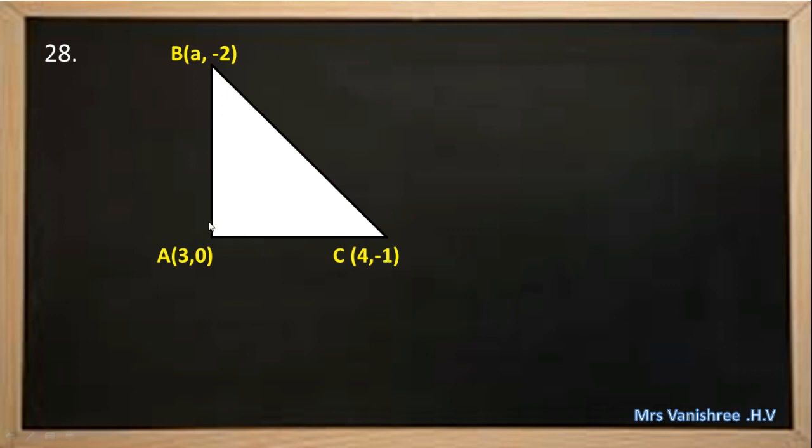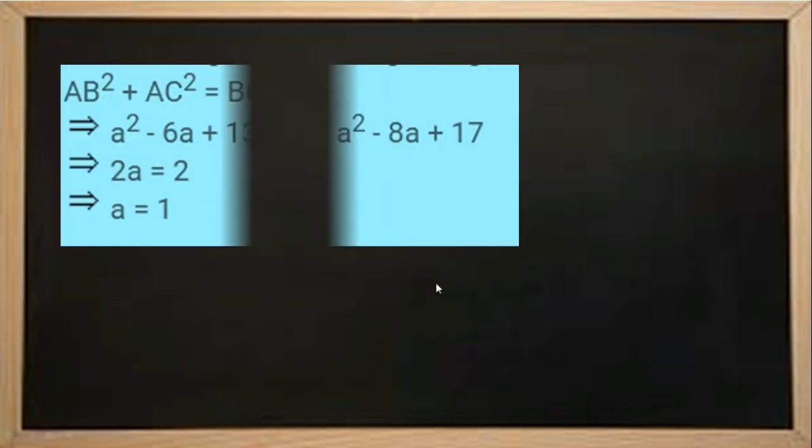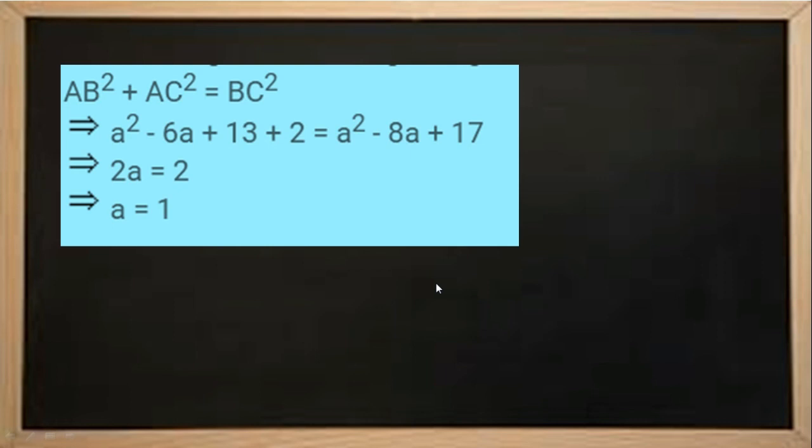If angle A is 90 degrees, AC, AB and BC values can be calculated by applying the distance formula. Once AB, BC and CA are calculated, by applying the Pythagoras theorem, we know that the square on the hypotenuse, that is BC square, is equal to BA square plus CA square. Apply the Pythagoras theorem, hence find out the measure of a, the unknown variable, its value is equal to 1. By this we have completed the exercise and hence the chapter also.